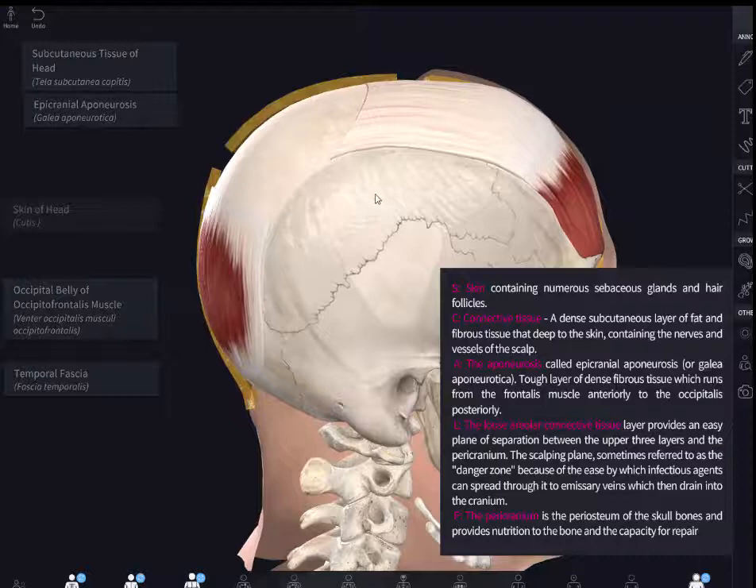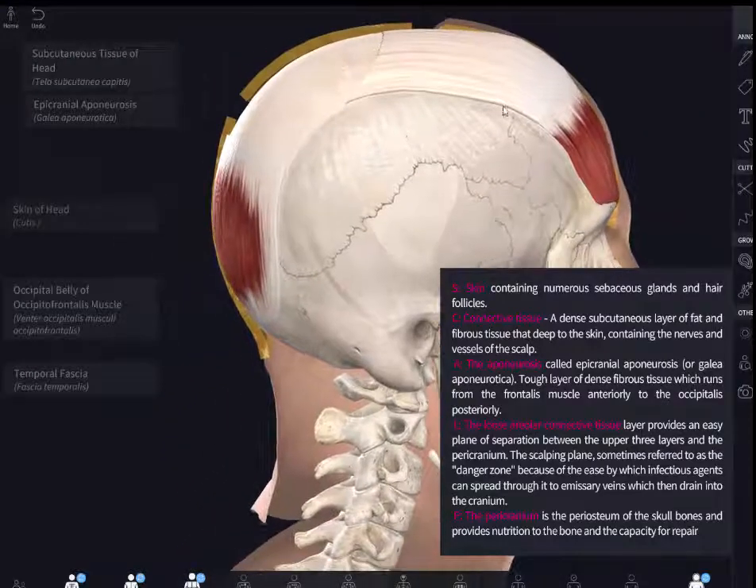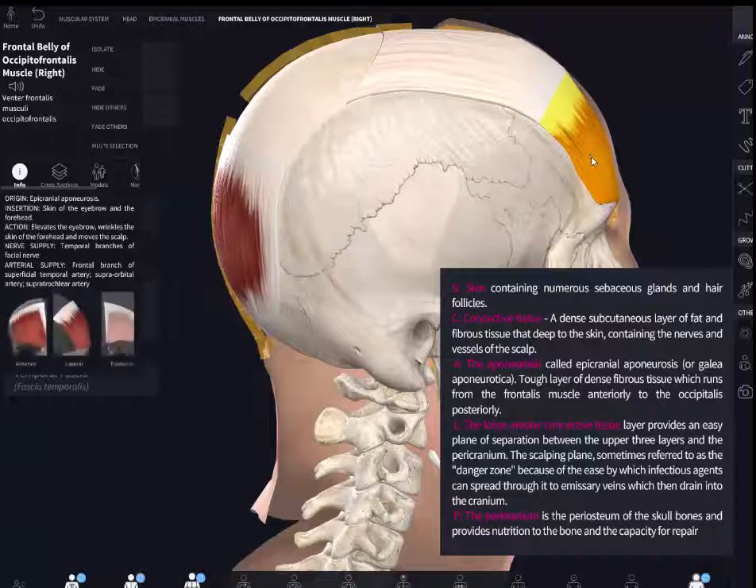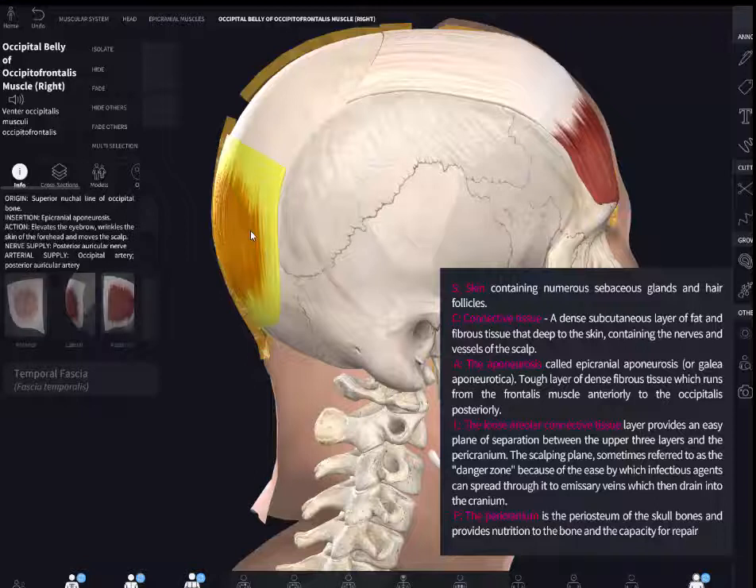This is a really strong tendinous sheath, and you can see that it expands all the way anteriorly and merges with the frontalis belly, and then goes all the way posteriorly to then merge with the occipitalis. Sometimes people also refer to the muscles together as the occipitofrontalis, which kind of makes sense as they are both embedded in or connected to the same epicranial aponeurosis.